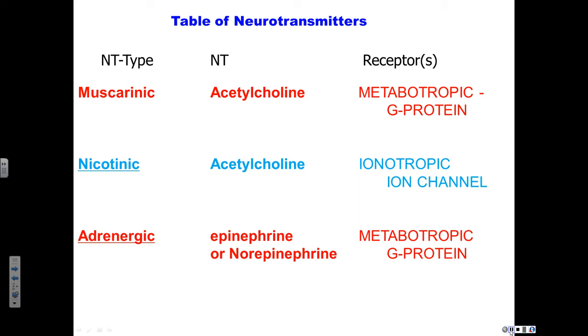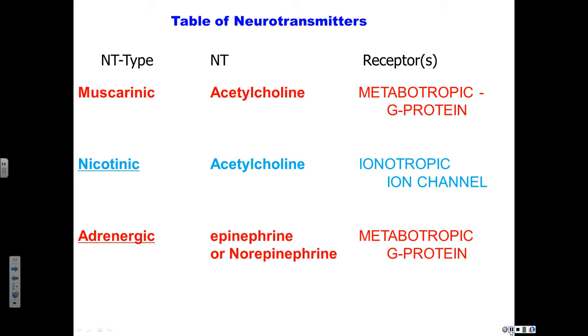See, acetylcholine has two different kinds of receptors. It has metabotropic receptors, and it has ionotropic receptors. And the ionotropic receptors are the ones that Dr. Egan talked about when he talked about nicotine and nicotinic. They're called nicotinic receptors.